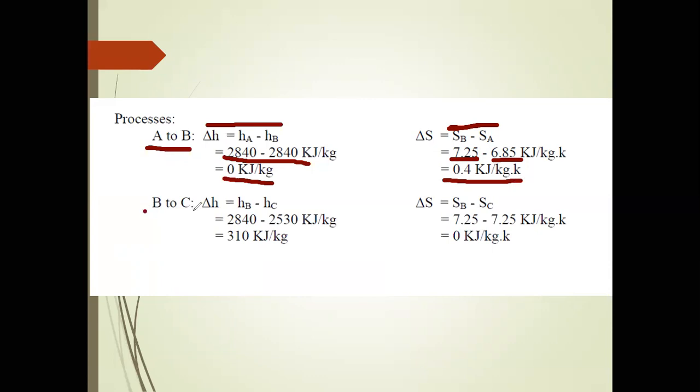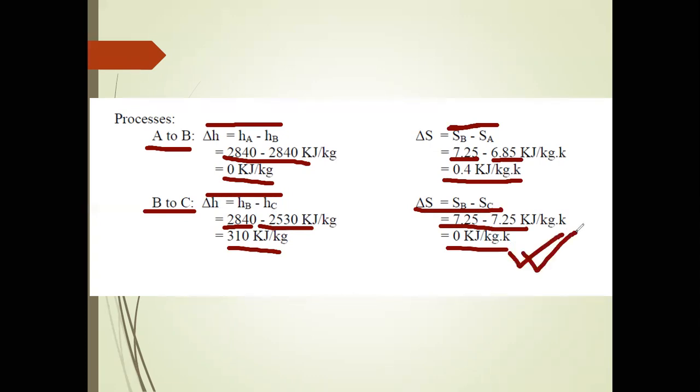The second process is B to C. For the enthalpy change from B to C, you just need to find the difference between the two enthalpies. So 2840 minus 2530, that is 310 kilojoule per kg. In a similar manner, for the entropy change, you can see that both values are the same, and the change is 0, because B to C was a constant entropy process, or the isentropic process. That's why the change is 0. And the final condition of the steam was wet steam, and the dryness fraction is 0.95.